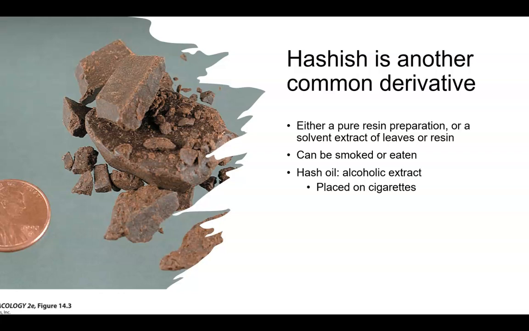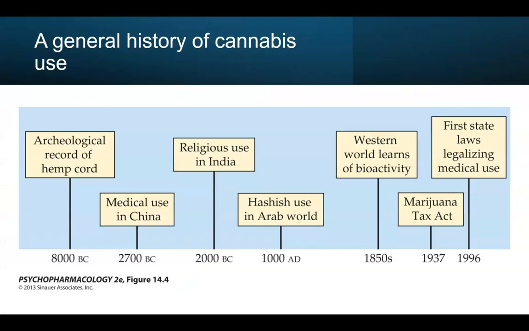Additionally, one powerful type of hashish is called hash oil. Basically, it's an alcoholic extract that's been reduced to kind of a viscous liquid. And basically, a single drop of that hash oil is going to be placed on cigarettes, or you could add it to a joint to basically double the dose. So these are common ways that people will typically use marijuana. We're going to talk about this a little bit in greater detail in the next couple of slides.